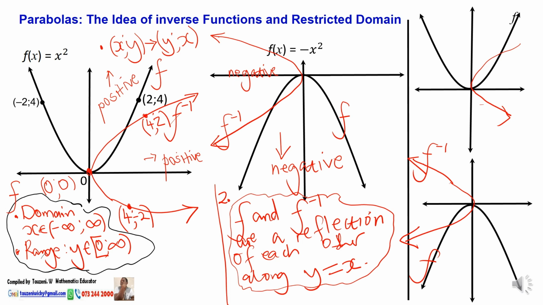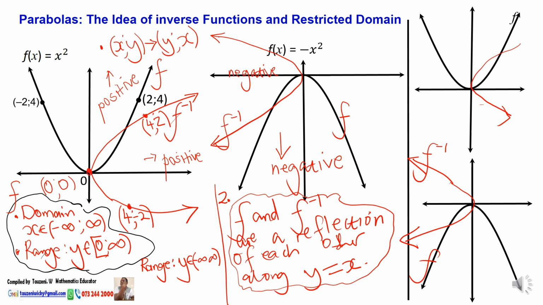Let's look at these two that I have here. The domain is negative infinity to infinity. That domain can give me the range of my inverse. To get the range of the inverse from the domain of the function, you replace x in the domain of the function with y. What you get there is the range of the inverse, which means the range of my inverse is y is an element of negative to positive infinity.